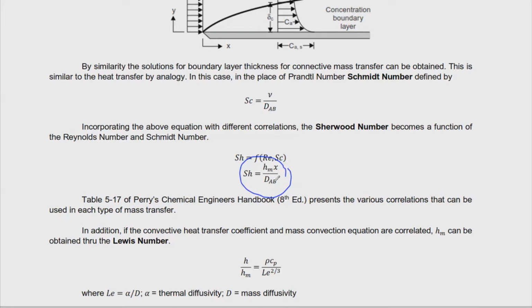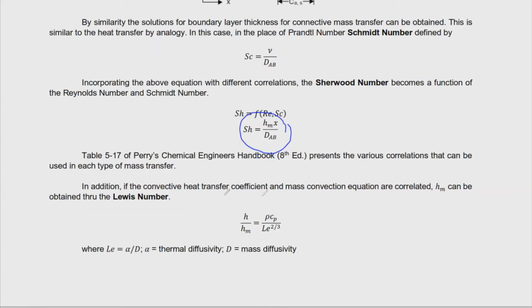In this case, it is replaced by the mass diffusivity, and this h sub m is the convective mass transfer coefficient instead of the convective heat transfer coefficient. And x, of course, is the element that we're concerned with. If it is longitudinal, then we're concerned with the diameter. But if it's vertical, then we're concerned with the length of the pipe.